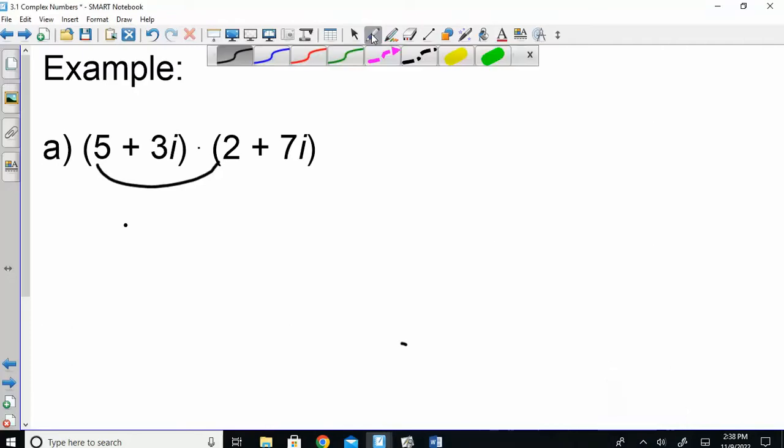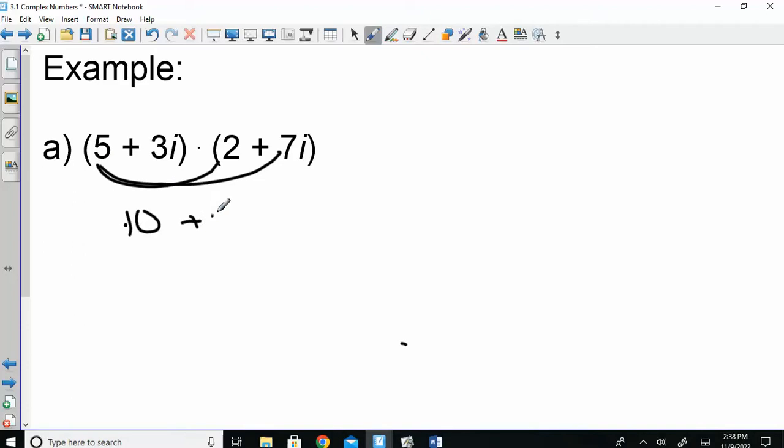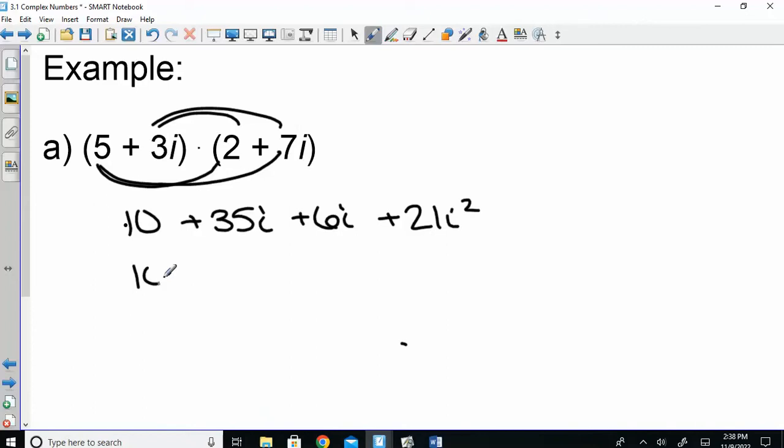All right, so 5 times 2 is 10, plus 35i, plus 6i, plus 21i squared. Okay, so if we combine like terms, this gives me a 41i. What is i squared though? Negative 1. So this is 21 times negative 1, so it's minus 21, so it's going to be negative 11 plus 41i.